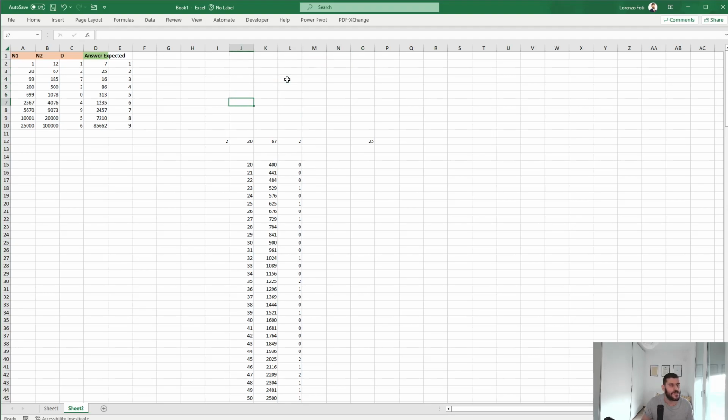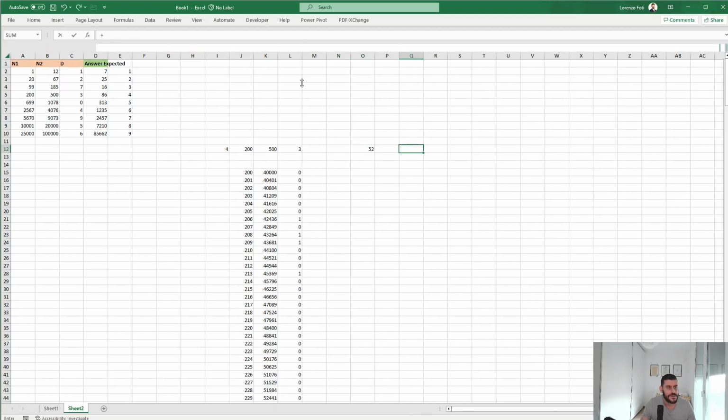So 25 is right, 16 is right. This will not be enough, of course, because we're talking about 300 rows. Maybe let's try to see if I can address this with a big one self formula.